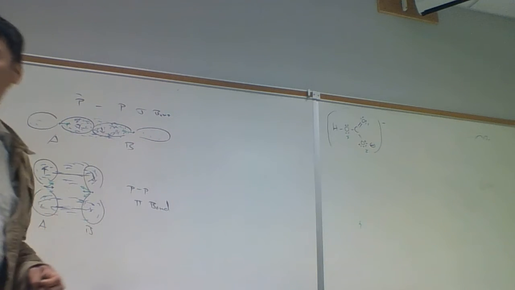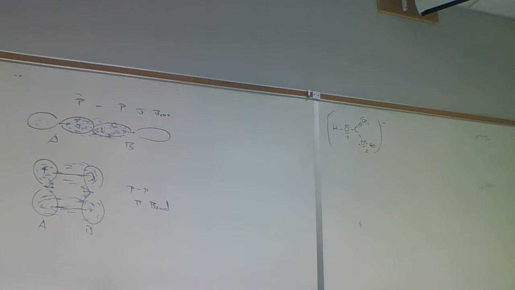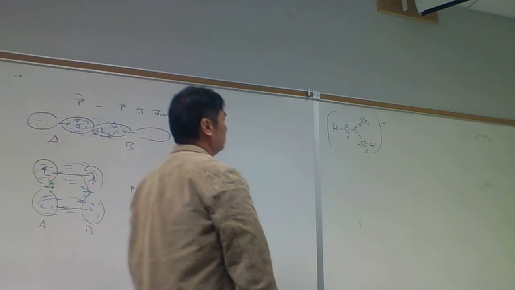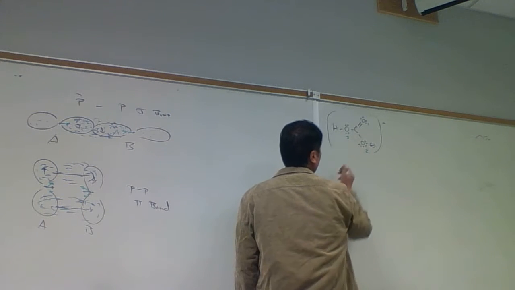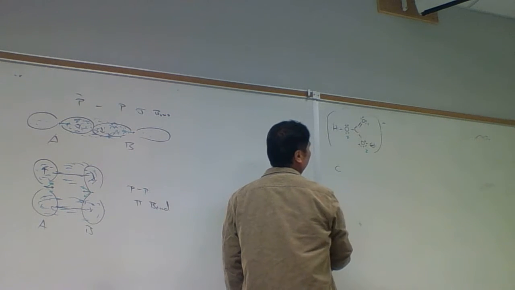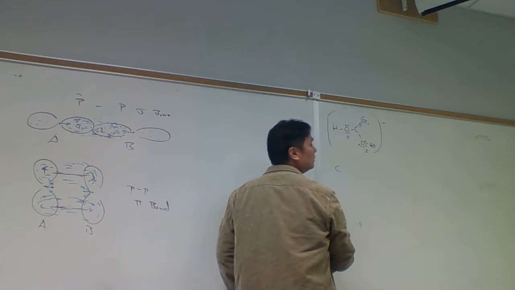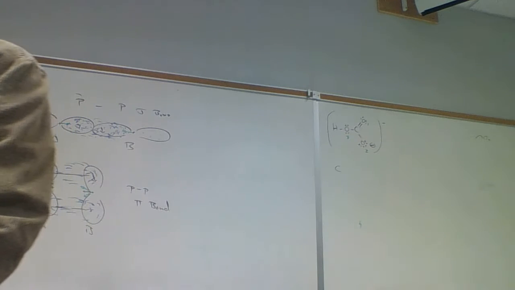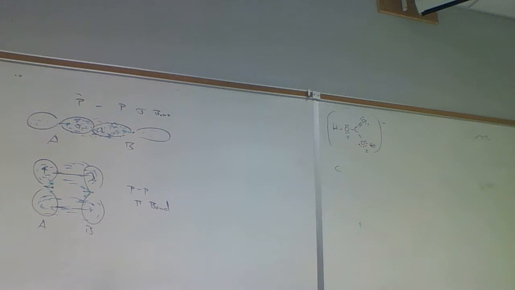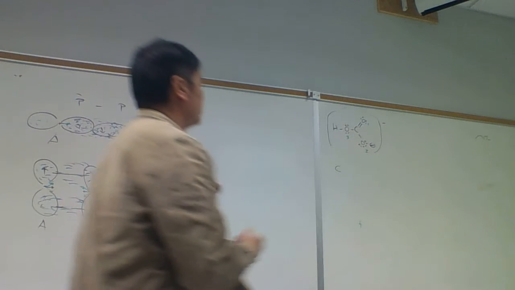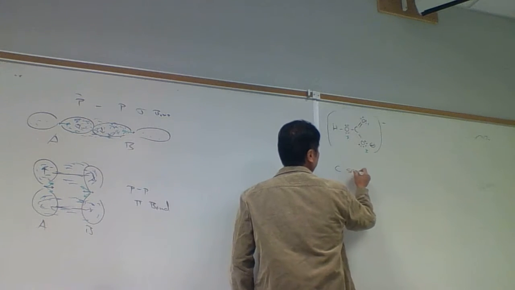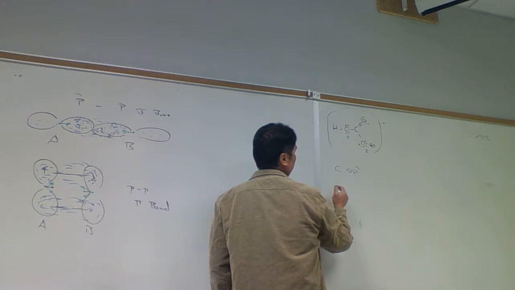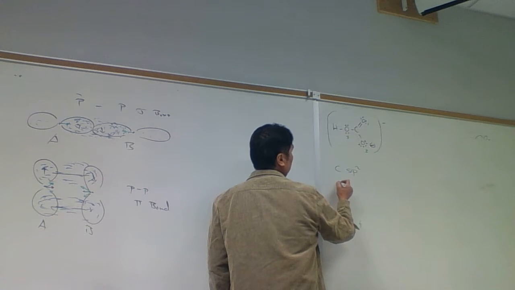So the first thing is, what's the hybridization on the carbon? Well, how many groups of electrons does carbon have around it? Three, so it's sp2. sp2 has three sp2 orbitals.